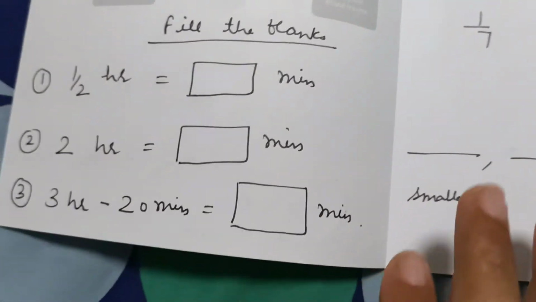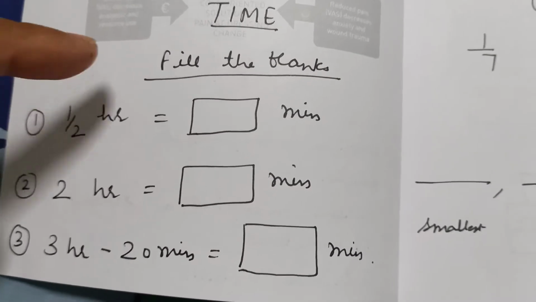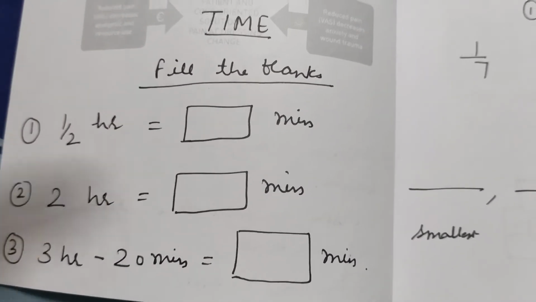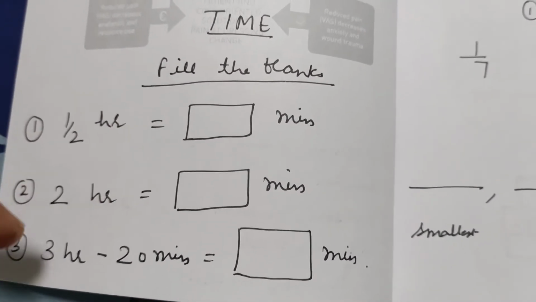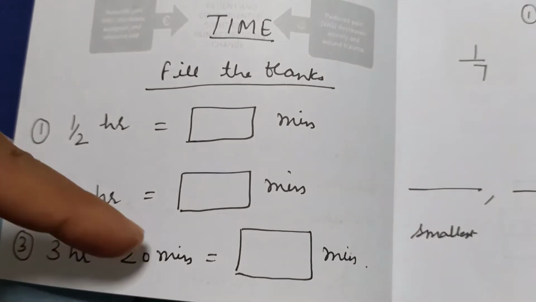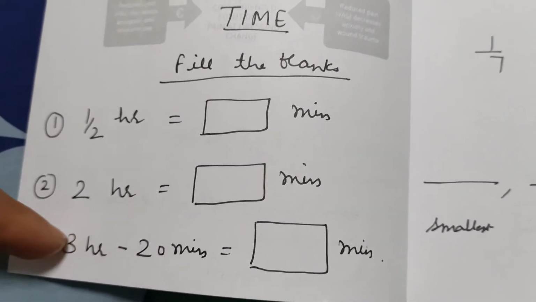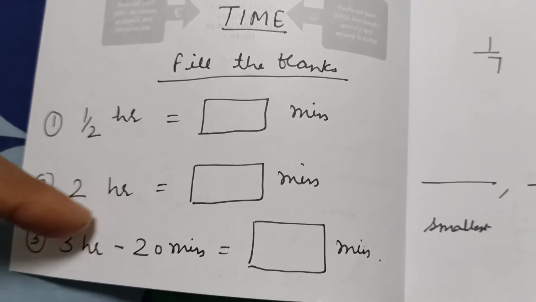So time, half an hour is equal to 30 minutes. 2 hours is equal to 60 plus 60, 120 minutes. 3 hours minus 20 minutes. So 3 hours is equal to how many minutes? 60 into 3, 180, minus 20 minutes.